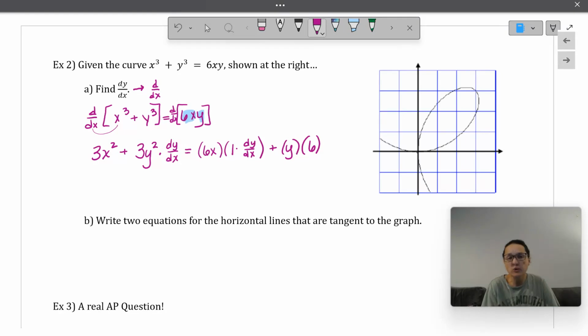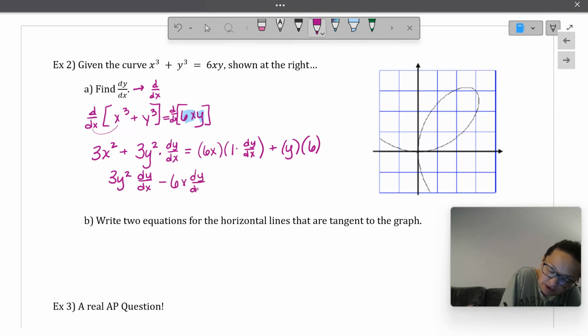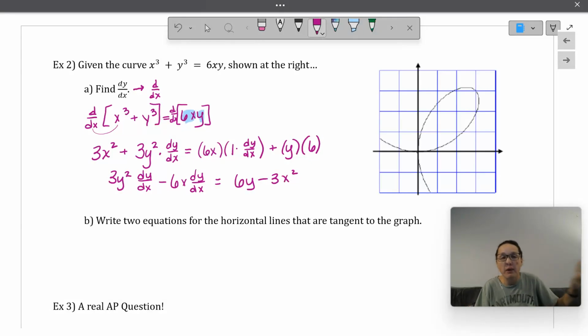That's okay. We can still solve for dy dx because dy dx acts like a variable. So I am going to take the time here, and I'm going to get all the dy dx's on the left. So that would be 3y squared dy dx minus 6x dy dx equals 6y minus 3x squared. I took all the dy dx terms and made sure that they ended up on the left, and took all the non-dy dx terms and made sure they ended up on the right. Just rearrange the equation. And since dy dx acts like a variable, we can factor it out as a GCF.